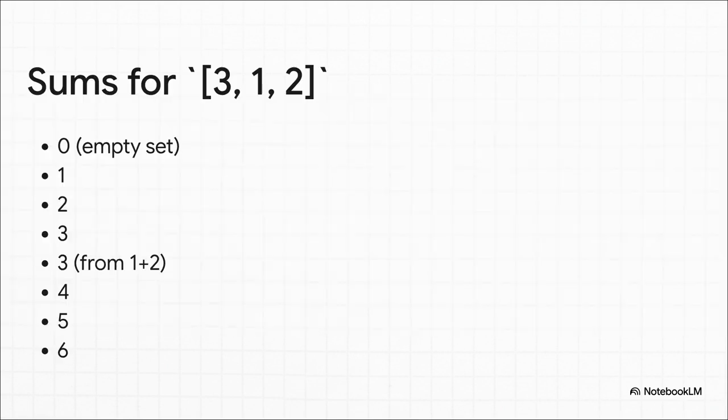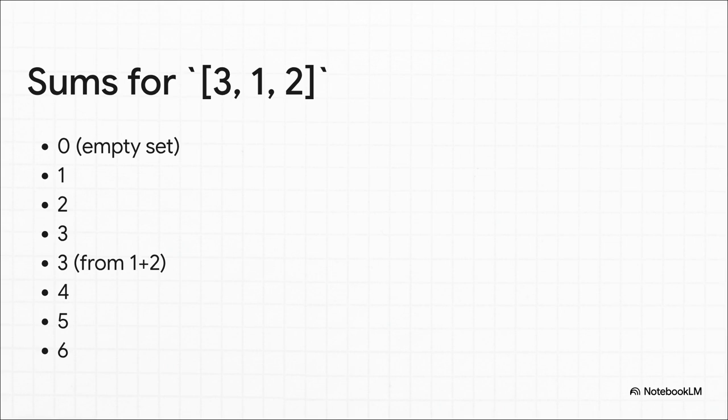So let's lay them all out. Here's everything we just found. And hey, look at that. We can actually make the sum 3 in two different ways, from the number 3 itself and from 1 plus 2. Now if you count them all up, we have 8 possible sums. And here's where it gets really interesting. We started with 3 numbers, and we ended up with 8 combinations. What's 2 to the power of 3? It's 8. That is not a coincidence, folks.